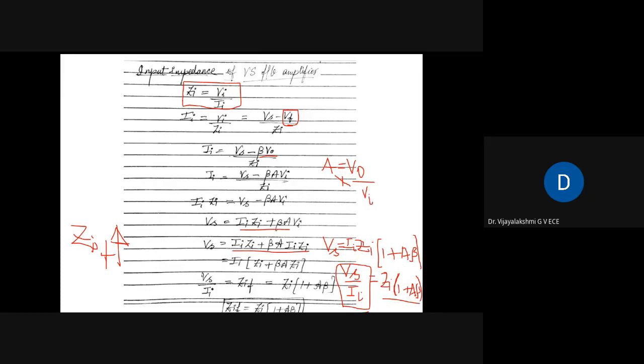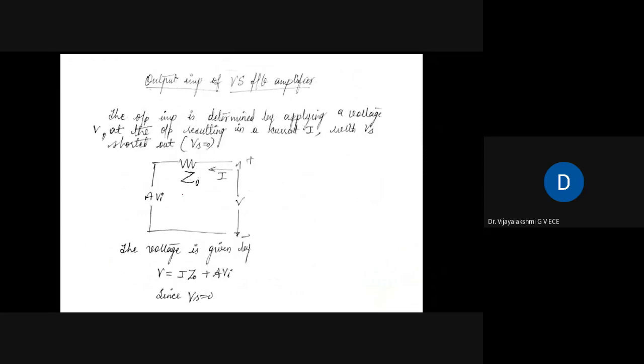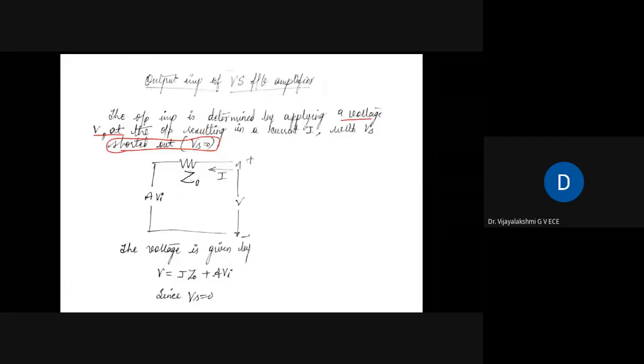So the overall gain is getting reduced by a factor of 1 plus A beta, whereas the overall input impedance has improved by a factor of 1 plus A beta. Now let us check what happened to the output impedance. To find out the output impedance, we have to do some changes to the circuit. What we do is we short the input voltage. We make Vs is equal to 0 and we apply a voltage V at the output, and that results in a current I.